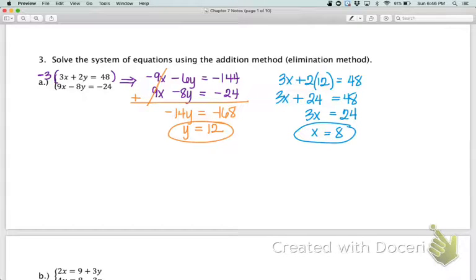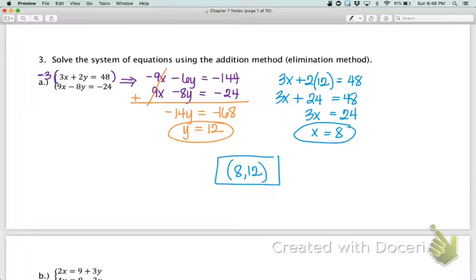So again, those two parts help us determine that the ordered pair, that is the solution, is the ordered pair 8, 12. Remember that an ordered pair has to go in x, y order. So we found y first, but it has to be the second half of the ordered pair because of the order that they're supposed to go in.